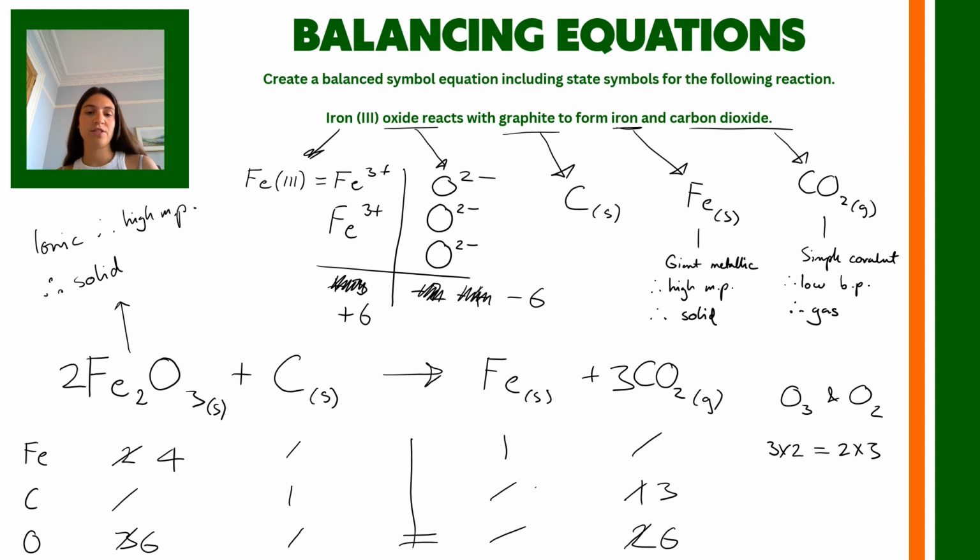So what I'm going to do is I am going to put a 4 in front of my iron on the right hand side, and now that matches the amount of iron on my left hand side, and I'm going to put a 3 in front of my graphite on the left hand side, so I've got 3 carbon there, and then I've got 3 on my right hand side as well. So now that is all balanced.